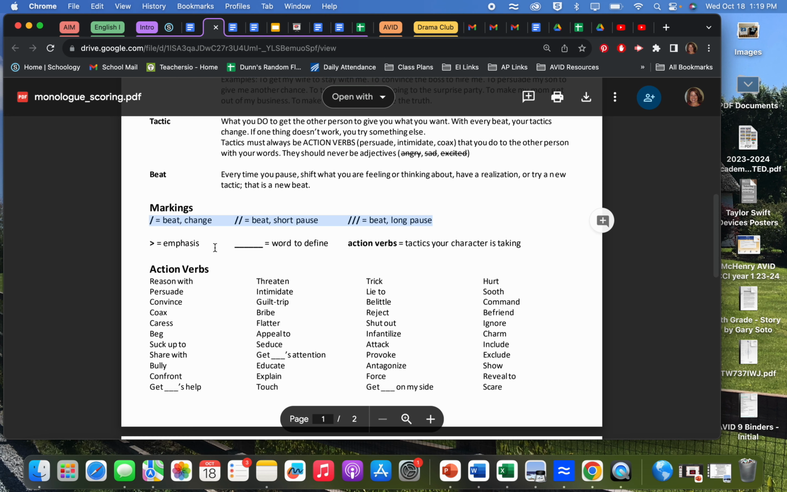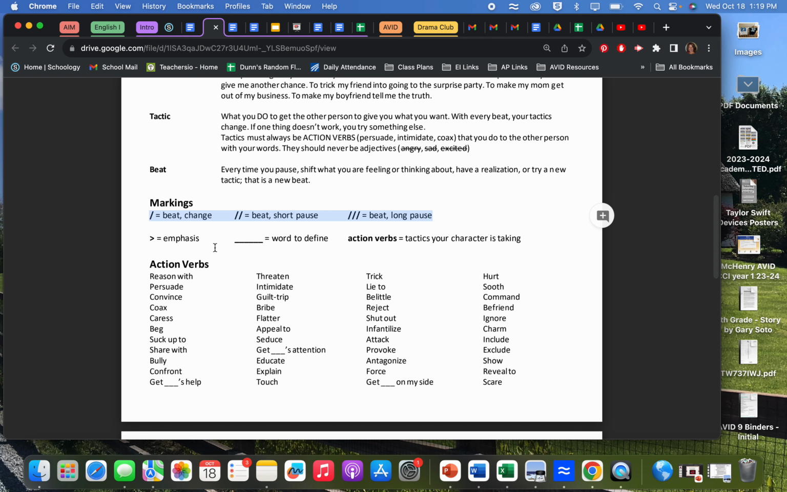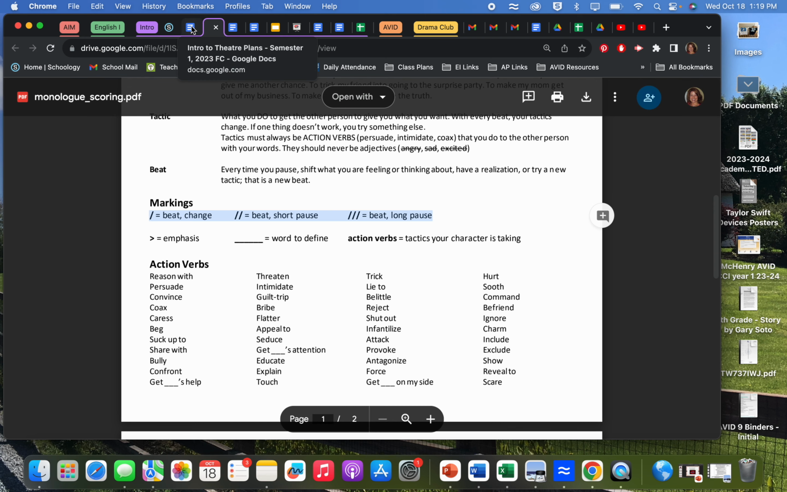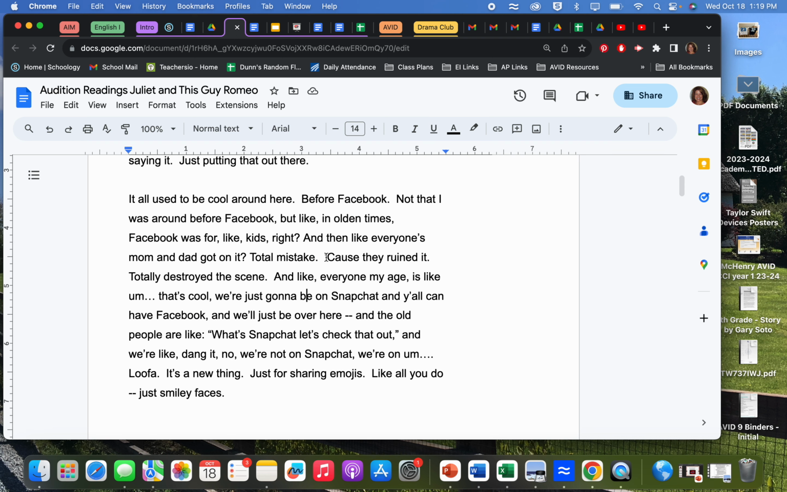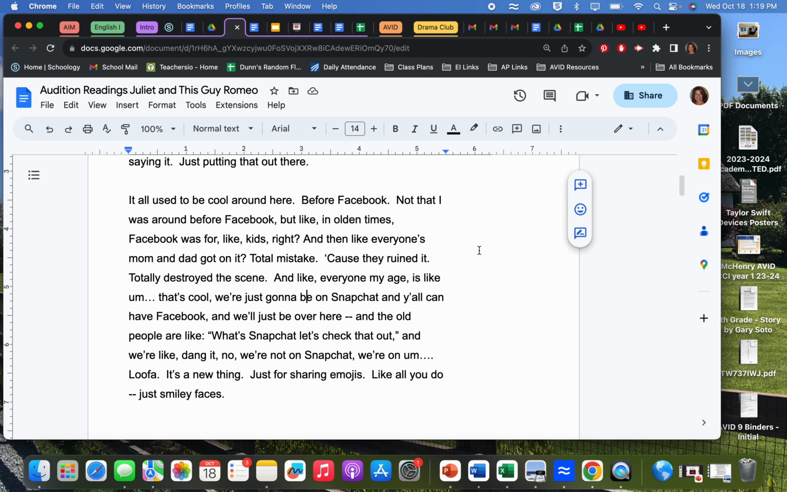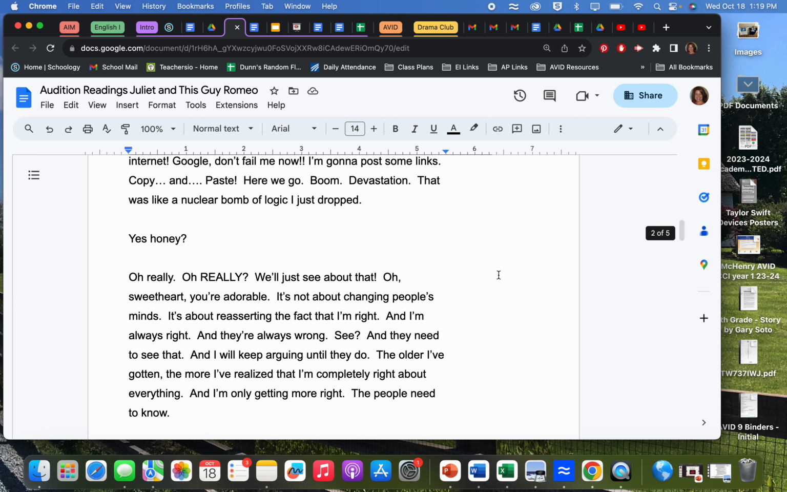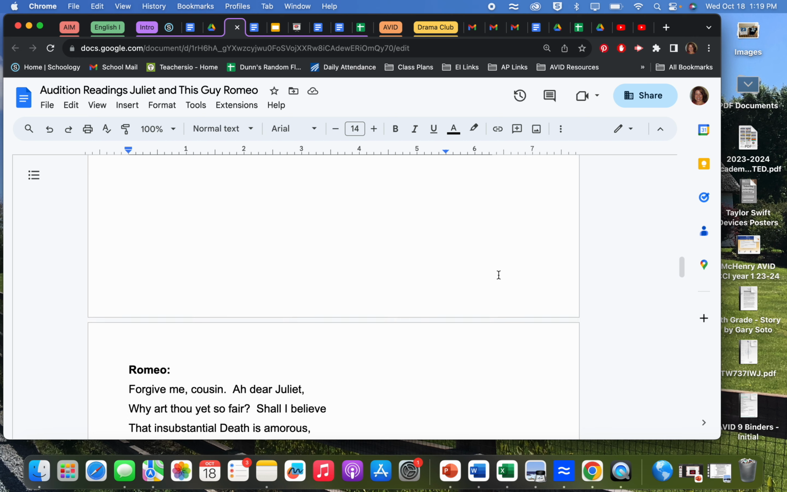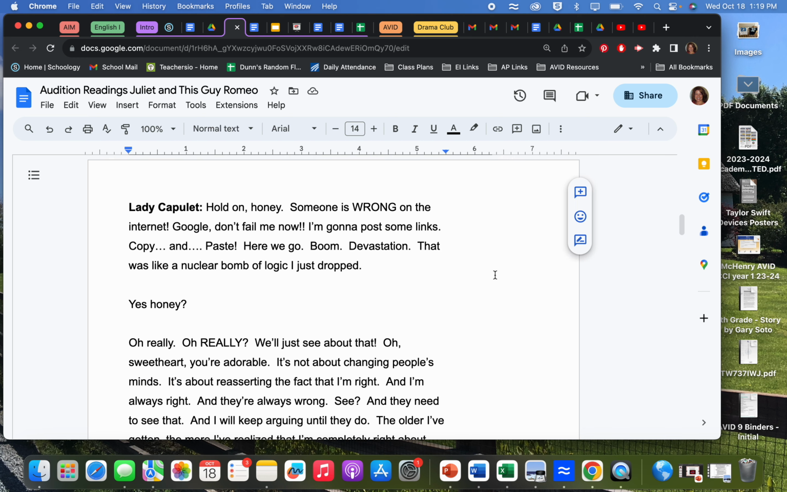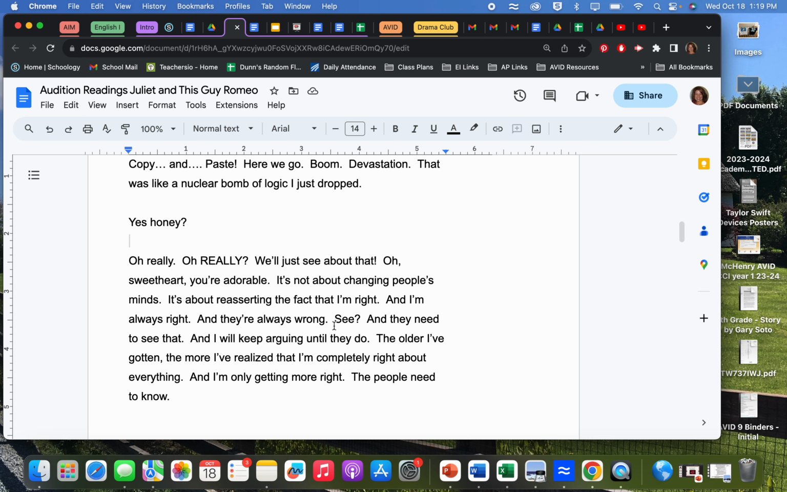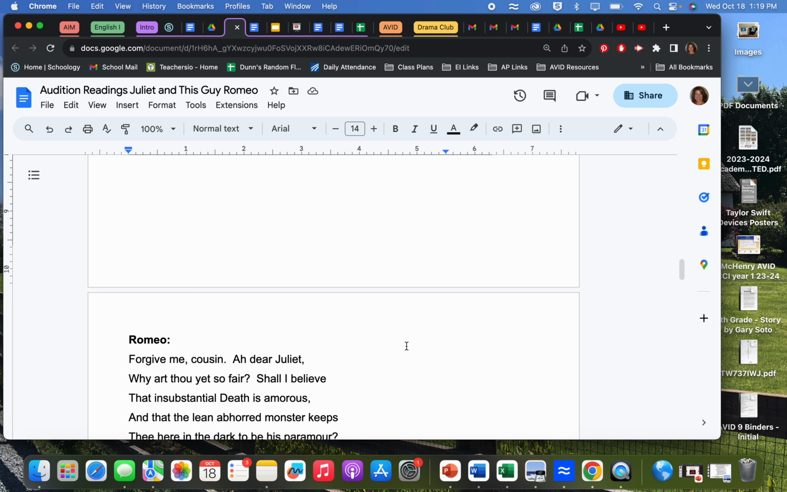Okay, the next part, we're going to be determining what action you should do while you're speaking, including gestures and things like that. So off to the side on the right here, I left some extra space. And with your pen or pencil, if there is something that you need to do, like if you want to move stage right, or if you want to sit down, or for example, let's go to Lady Capulet's monologue. Right here, I would write in, look at Juliet, and then look back at the computer, and then look back at Juliet. Those are actions that I'm doing.